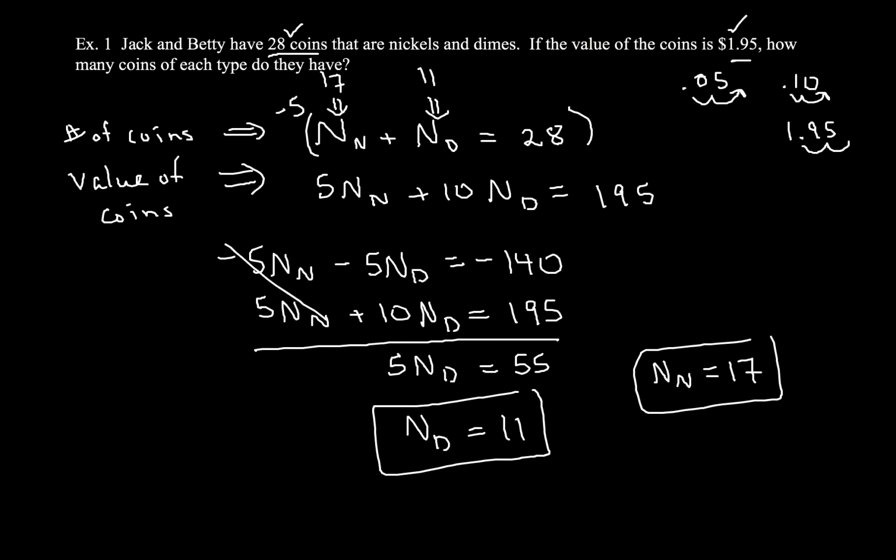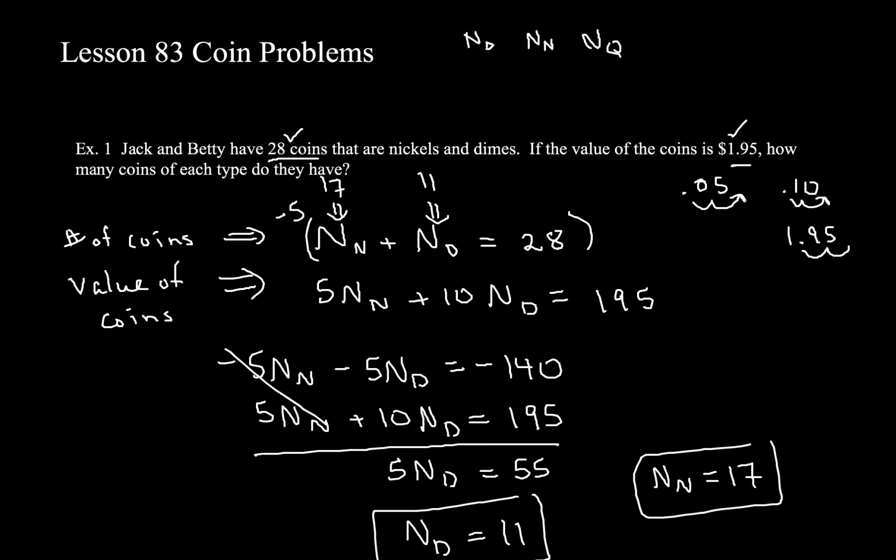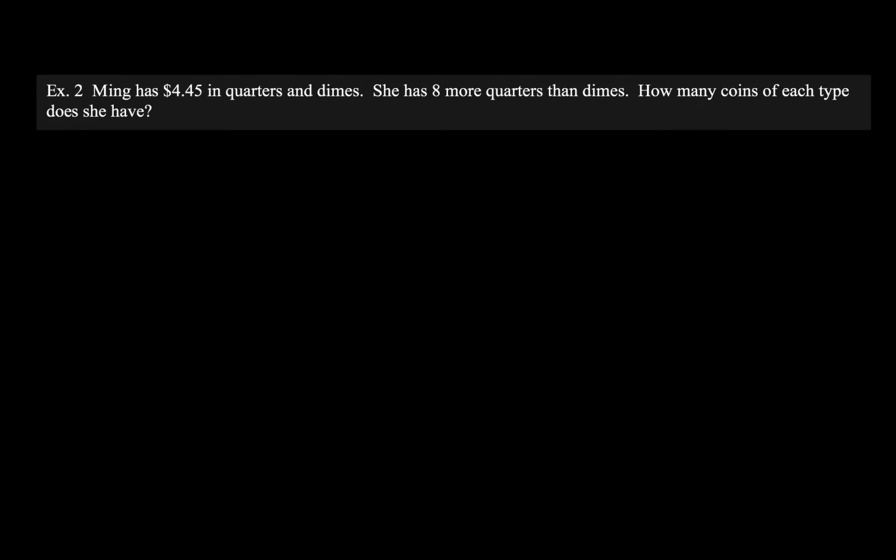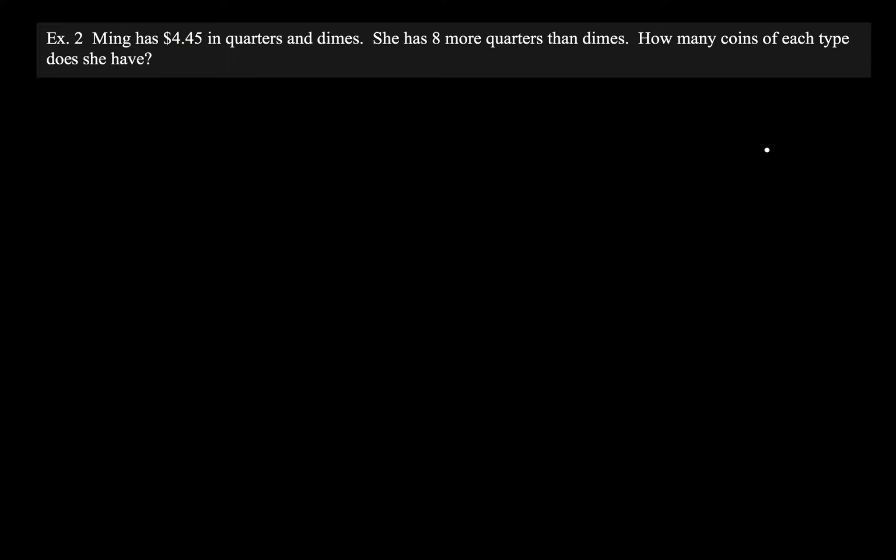They get slightly more difficult, so let's look at the next one. Not too bad yet. They build up by Algebra 2. So now we have Ming. She has $4.45 in quarters and dimes. She has 8 more quarters than dimes.